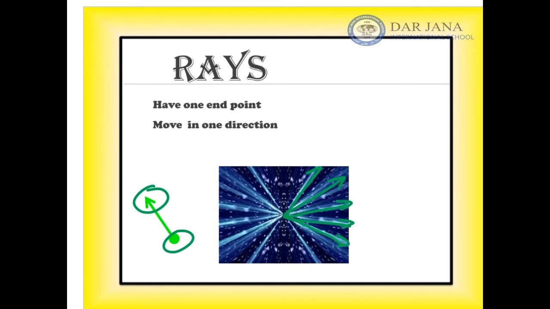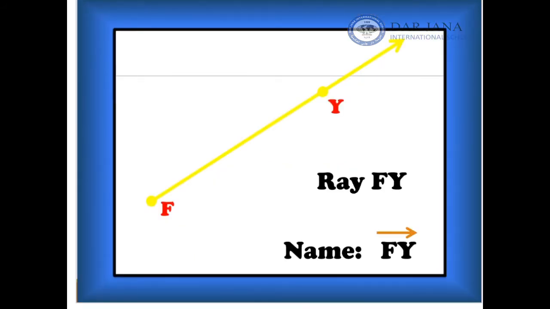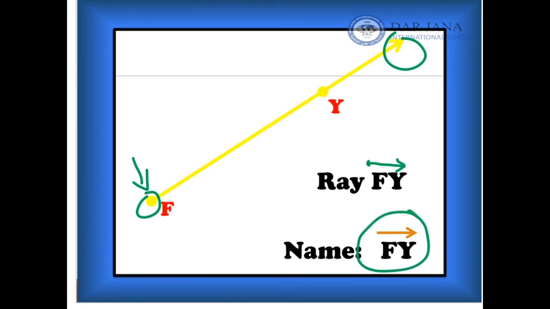So these are rays. How am I going to name my ray? If you look here, it is called ray FY. It stopped from this endpoint, and it continued on the other side. And how I name it, I always put a line with one side having an arrow and the other side an endpoint. As shown in this drawing, it should be the same. Like this I name my ray.